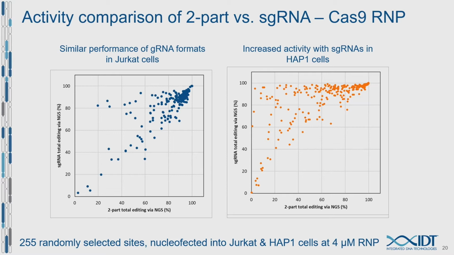However, we've done the same thing, taken the same 255 sites that were randomly selected and delivered those as both a 2-part and single guide RNA into HAP1 cells. And in that case, in that cell type, single guide RNAs do perform better. There are some cases where we have great correlation, but there are some sites where the single guide RNA works better. So this is the sort of thing that we can take this data and work on building algorithms of when you would maybe use one over the other, but wanted to highlight that data here.